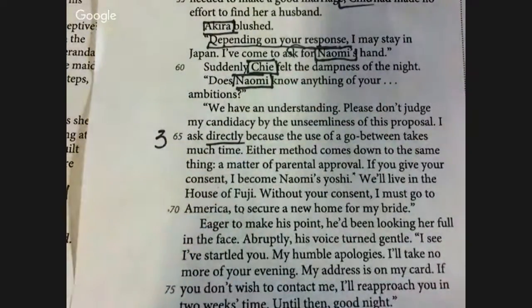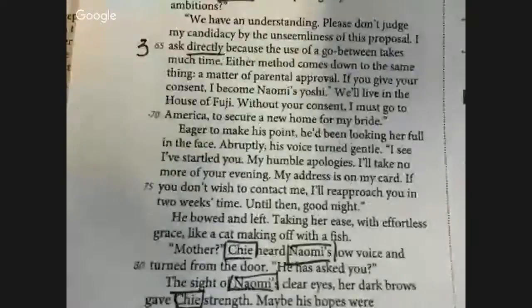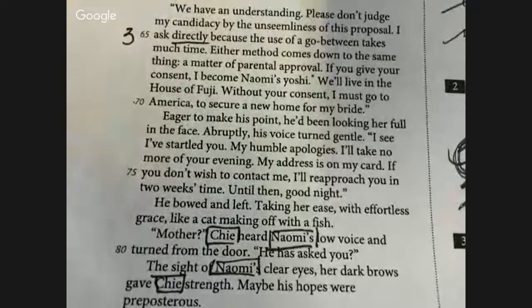"Will live in the house of Fuji. Without your consent, I must go to America to secure a new home for my bride." Eager to make his point, he had been looking at her full in the face. Abruptly his voice turned gentle. "I see I've startled you. My humblest apologies. I'll take no more of your evening. My address is on my card. If you don't wish to contact me, I'll reapproach you in 2 weeks' time. Until then, good night." He bowed and left, taking her ease with effortless grace like a cat making off with a fish.